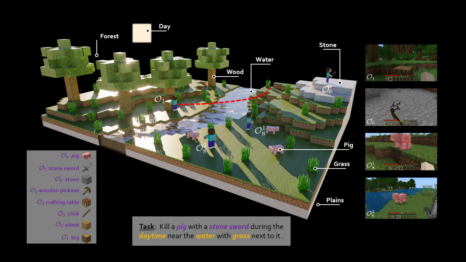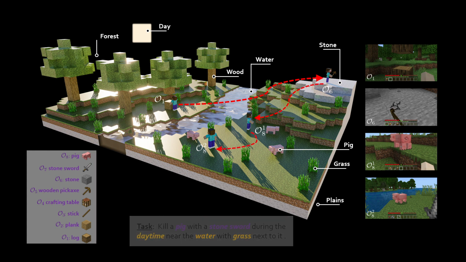Firstly, we will show an example. This is the process of finishing the task: kill a pig with a stone sword during the daytime near the water with grass next to it. To achieve the final goal, 08, kill a pig, a player should accomplish a list of sub-objectives 01 to 07 sequentially.